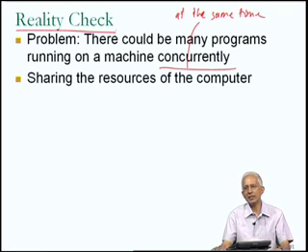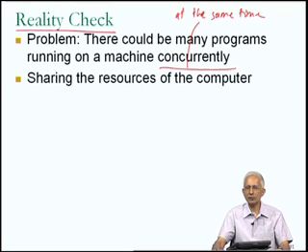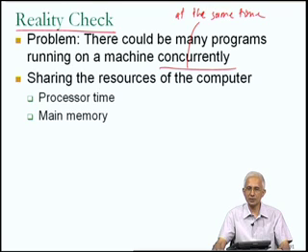Now, the many programs that are running on the machine concurrently are sharing the resources of the computer. And what are the resources of the computer that they are sharing? They are sharing the processor. They are also sharing the main memory. In other words, if there are two programs running at the same time concurrently, then both those programs must be present in main memory. The instructions, the data, the stack, the heap of each of those programs must be present in main memory. Similarly, if there are two programs running, then the processor should be in a condition to execute the instructions of those two programs.